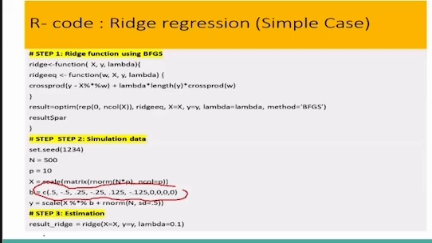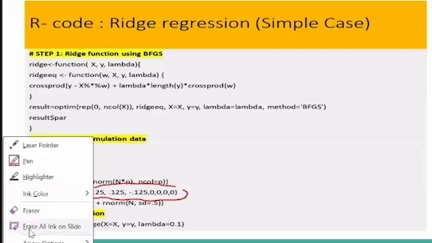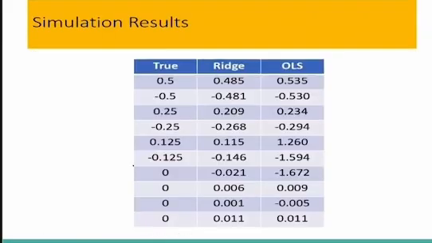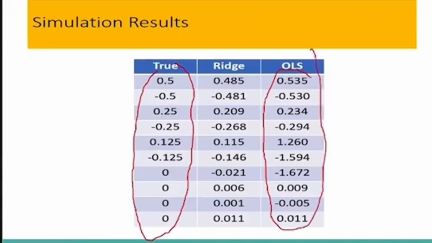Now, here I'm assuming lambda equal to 0.1. Take a look at what I have. This is the true values that I already know. Using the OLS, this is what OLS is going to give me. But you can see here, very close. Very close, if you take a look at that.